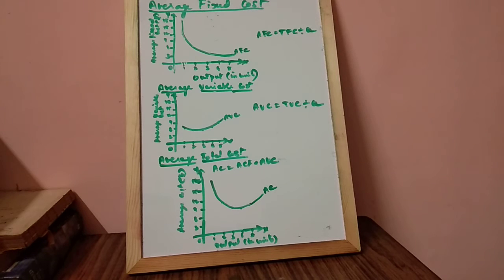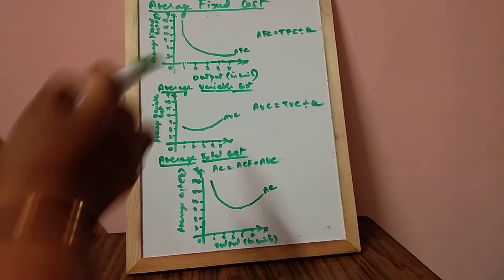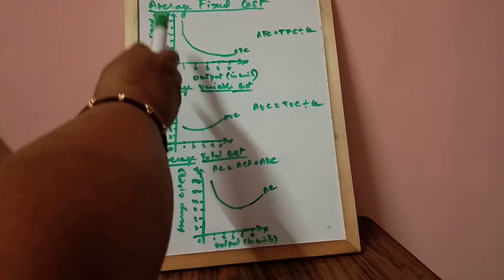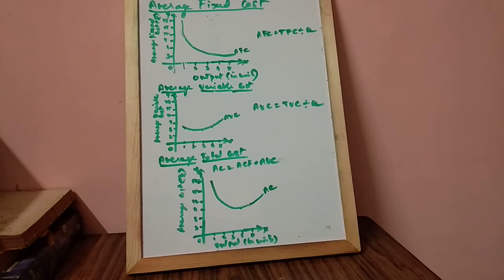So when output is 0, total fixed cost is 12. When 12 is divided by 0, you get infinity. So that is what is meant here. The AFC curve never touches the y-axis because at 0 level of output, TFC is a positive value, and any positive value divided by 0 will be an infinite value.